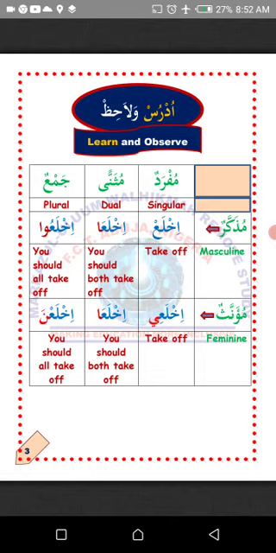If there are more than two, you replace ya in ikhla'i with nun carrying fatha, then you give sukun to the letter before it. So the verb ikhla'i will now become ikhla'na, which means you should all take off, commanding a group of female persons. La'alaka fahimt? I hope you understand. MashaAllah.